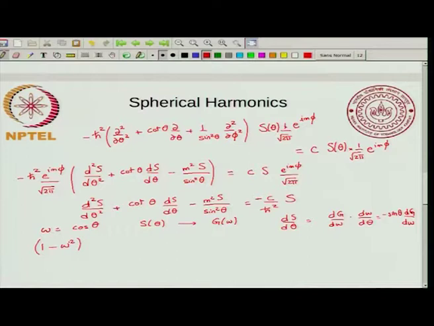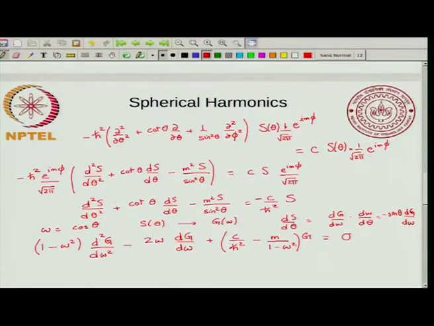Okay, so that is 1 minus w square, and what you will get is d square g by dw square, minus 2w dg by dw, plus c by h bar square times minus m divided by 1 minus w square, g equal to 0. Okay, and you can see what has happened. This almost looks like a Legendre differential equation. Not exactly like one, but it almost looks like one.